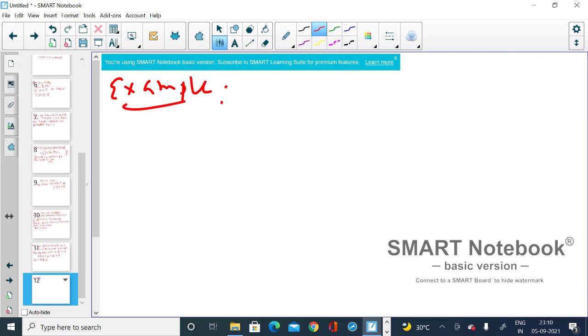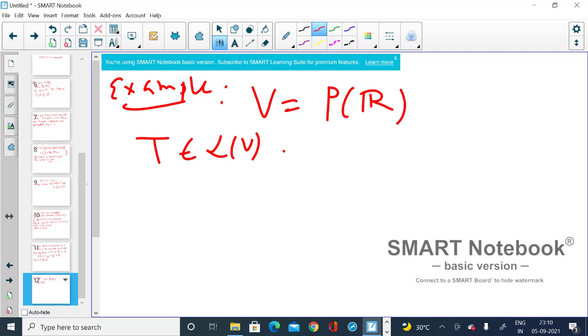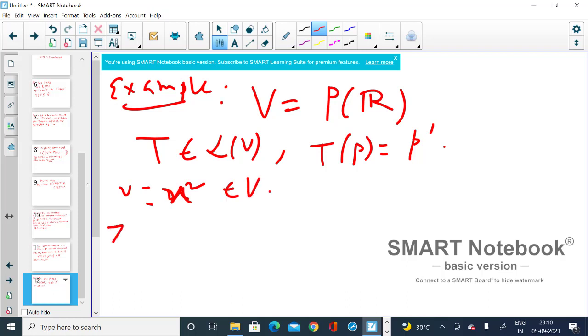For the example, you choose your space to be the space of polynomials over R. And you take the derivative operator T on V. Now you choose your vector v equal to, say, x square, which belongs to V. My question is: what is Z(x square; T)?